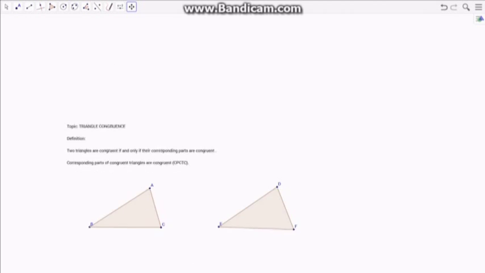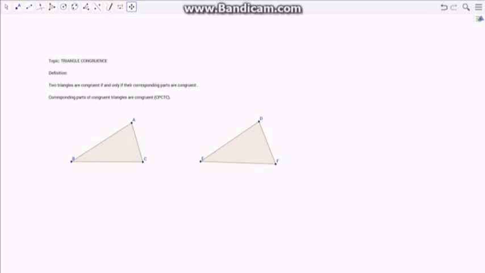This tutorial is all about triangle congruence, or congruent triangles. We are using this software named GeoGebra, and let's proceed to the tutorial. I prepared here earlier some text and drawings of triangles.